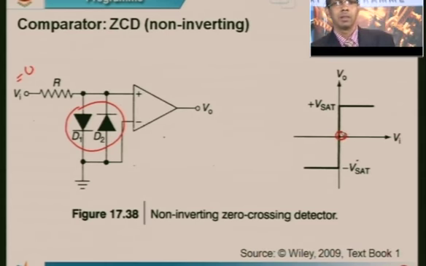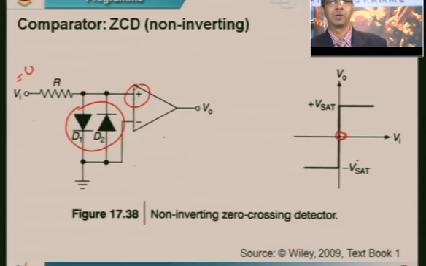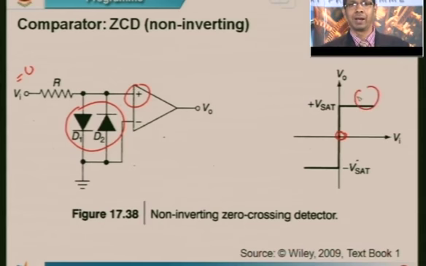The moment Vi becomes greater than 0, or crosses 0, what do you expect? The voltage at the non-inverting terminal becomes higher than the voltage at the inverting terminal. So this causes the output to saturate to plus Vsat. On the other hand, if the voltage falls below 0, then the output saturates to minus Vsat. So this is the region when it is greater than 0, and this is the region when it is less than 0.